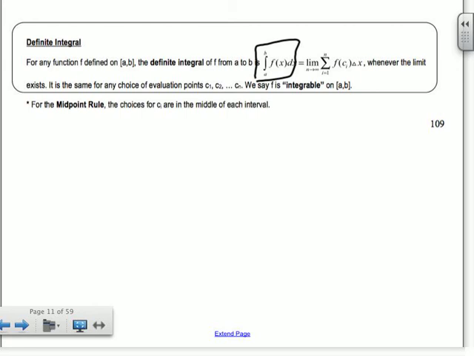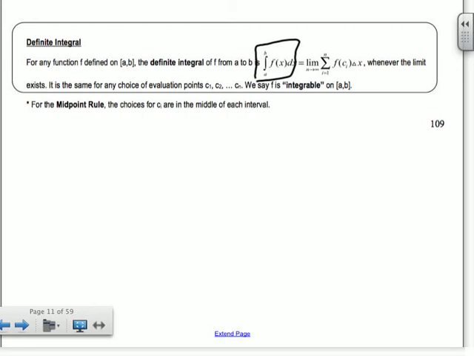Is equal to an infinite number of rectangles, right? Like the infinite rectangle method. Okay. It says it is the same for any choice of evaluation points. So you can use right-hand endpoints, left-hand, midpoint. You can do something like we just did on the last one. You can use any point on those rectangles.